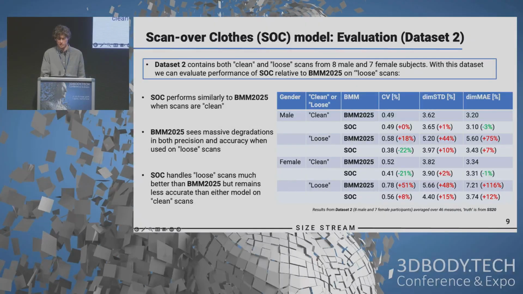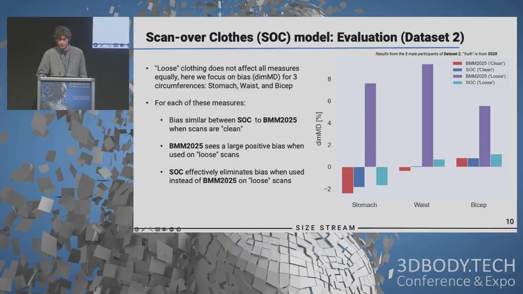The SOC performs similarly to BMM 2025 when scans are clean. As expected, we find that BMM 2025 sees massive degradations in both precision and accuracy when used on loose scans. We find that SOC handles loose scans much better than BMM 2025, but remains less accurate than either model on clean scans. Loose clothing does not affect all measures equally. For the case of waist, the average subject had their waist measurement overestimated by nearly 10%. SOC brings this bias basically to zero.